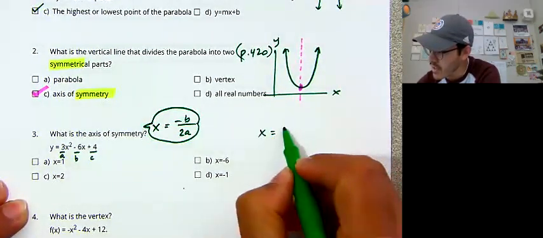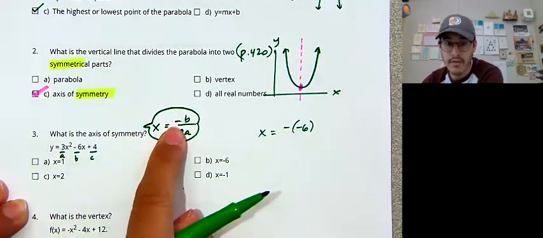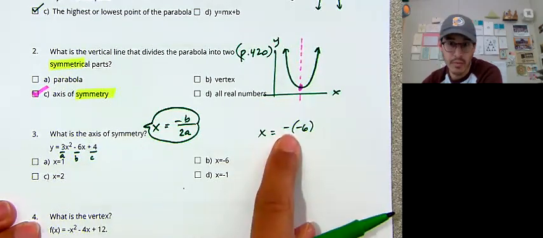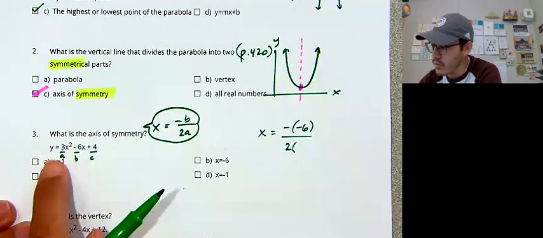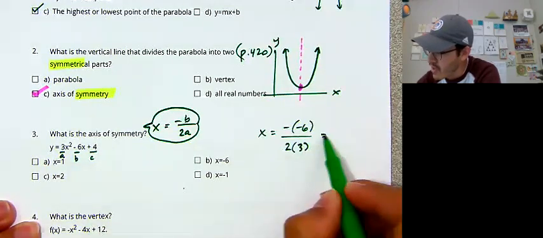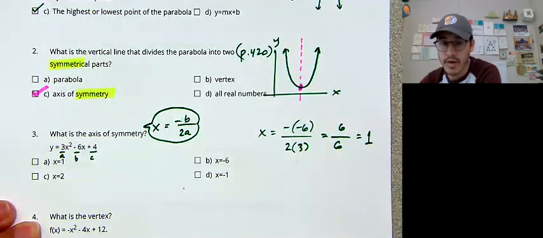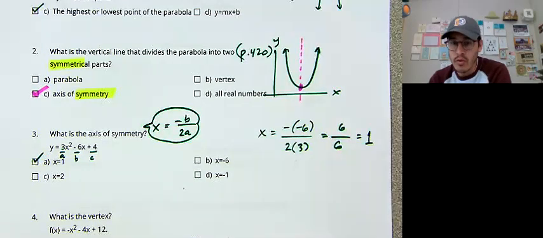So x equals the negative of -6. Keep in mind there's a negative in the formula, and then there's a negative in the coefficient, so we're going to end up with 2 negative signs here, divided by 2 times the a value, which is 3. So we're going to have +6 over +6, or just 1. So the axis of symmetry will hit the x-axis at +1.